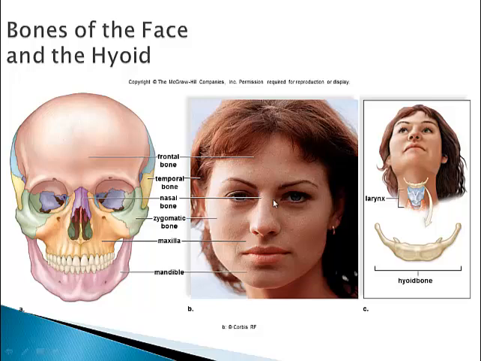Another bone of interest in the head and neck is the hyoid bone. The hyoid bone is the only bone in the body which does not articulate with another bone. It has membranous attachment to the larynx and to the temporals by muscles and ligaments. It is the bone that anchors the tongue and attaches muscles associated with swallowing.